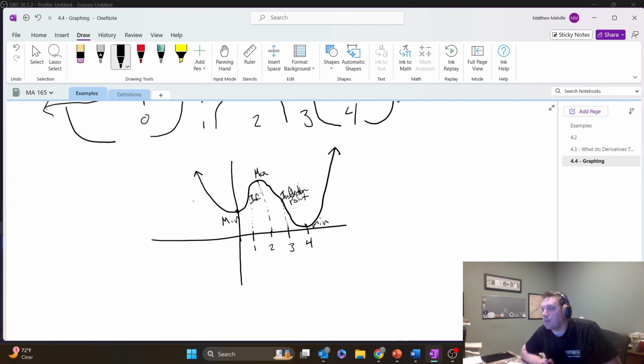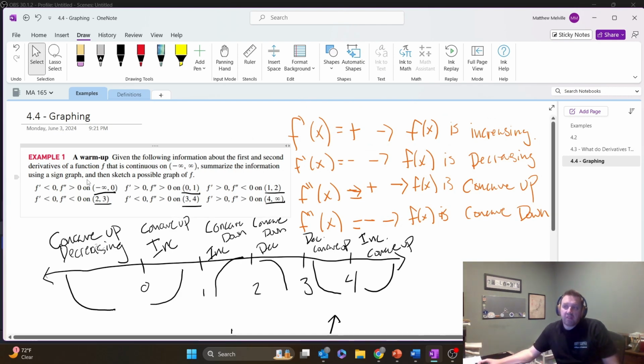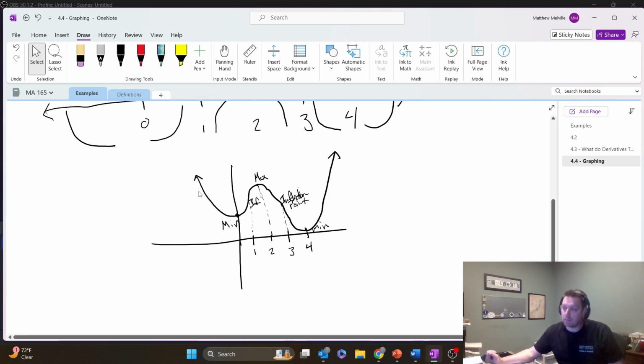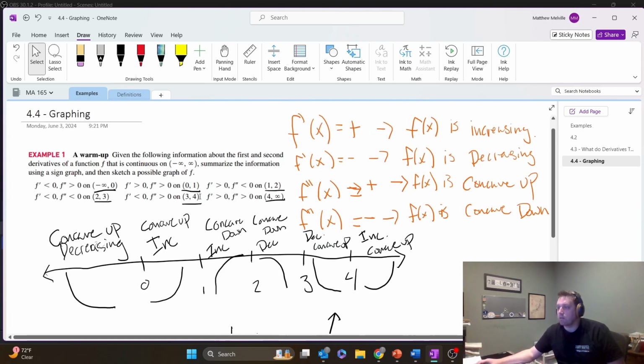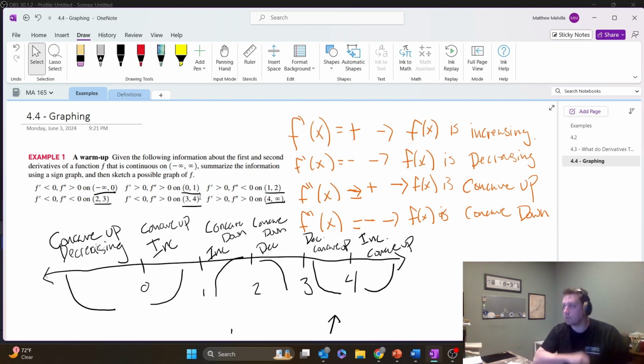Now, I can't pick out the exact y values from the information that's given. That's not what it's asking for. It says find a possible graph of f. Boom, that's a possible graph of f. So we can determine a lot from these. Now look how much information we got just from the first derivative and the second derivative, where it's increasing, where it's decreasing, where we have these points.